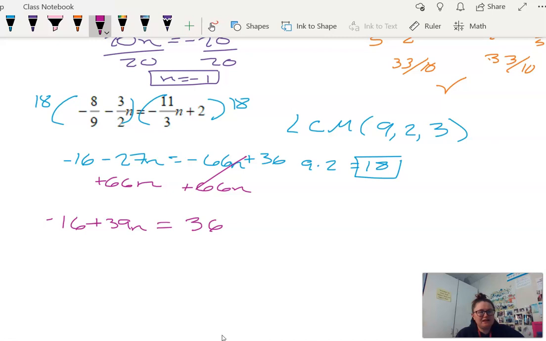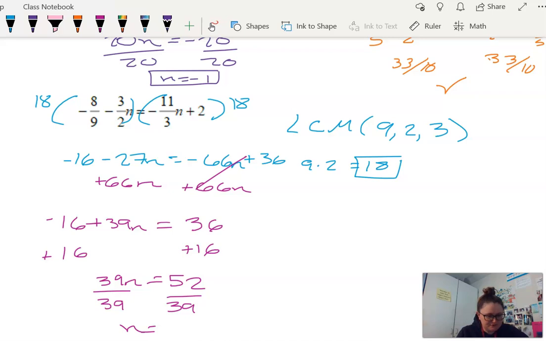Okay, now we have n here, so we need to get rid of this negative 16. We're going to add 16 to both sides. So you have 39n equals 36 plus 16. You divide 39 on both sides. You have 52 divided by 39, which is 4/3.